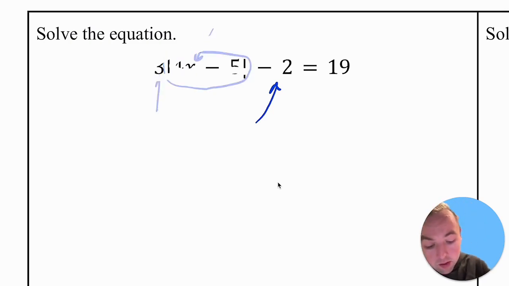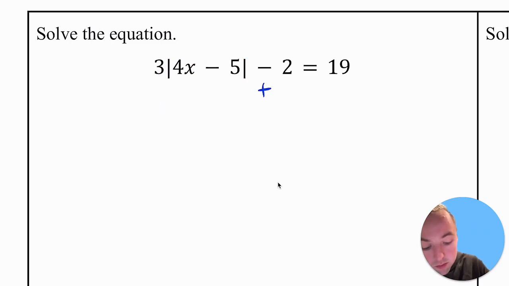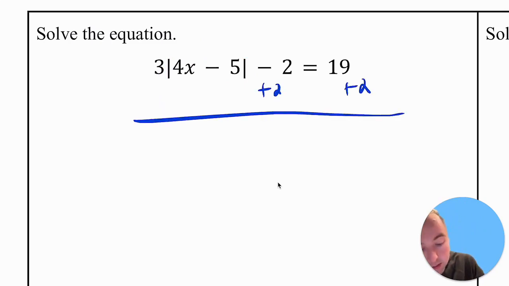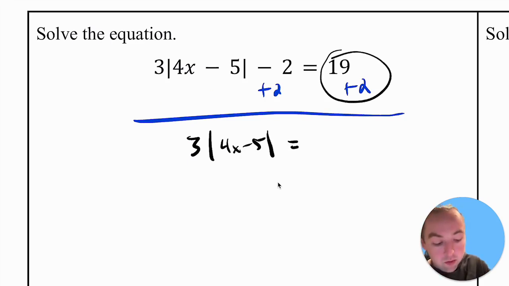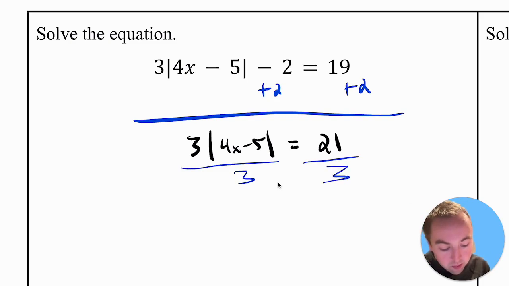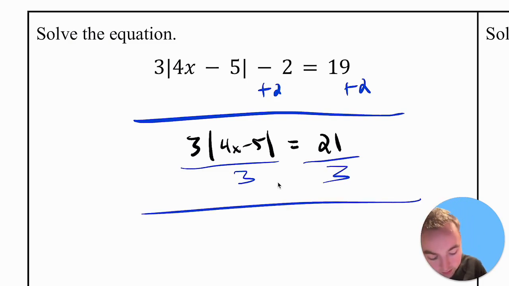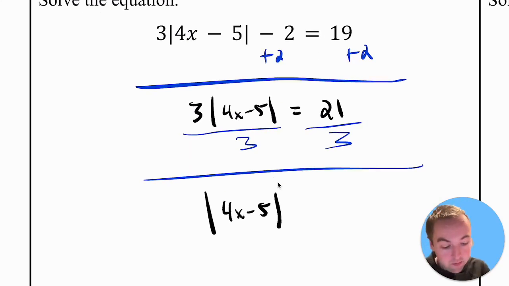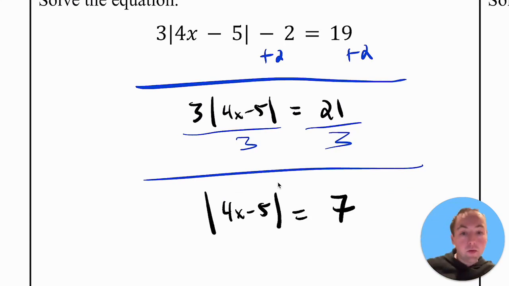So the first thing we're going to need to do is undo the subtracting of 2. So we're going to have to add 2 to both sides. And that's then going to give us that 3 times the absolute value of 4x minus 5 is equal to 19 plus 2, which is equal to 21. And then we can undo that multiplication of 3 if we divide both sides by 3. Therefore, that's going to get us that 4x minus 5 inside of that absolute value is equal to 21 divided by 3, which is equal to 7.